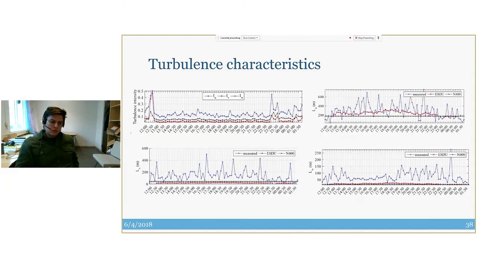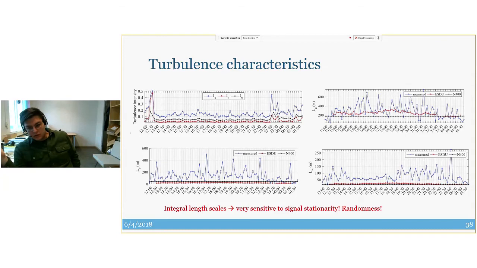So some of the turbulence characteristics here. First, the turbulence intensity. You can see that you have unreasonable estimations for the very non-stationary events, and these are expected, of course. But you have a more stable behavior during the storm for the turbulence intensity. But for the length scales, this is not the case. You have again very high randomness, very high scatter, and the measured values were exceeding the recommended values from both N400 and ESDU. So these are very sensitive to signal stationarity. Therefore, they exhibit very high randomness. So it is hard to use them in design, really.